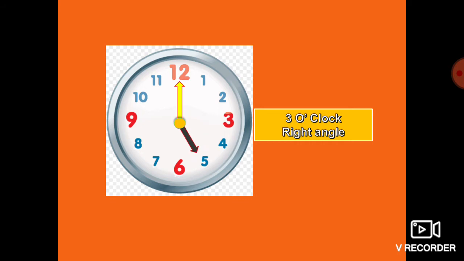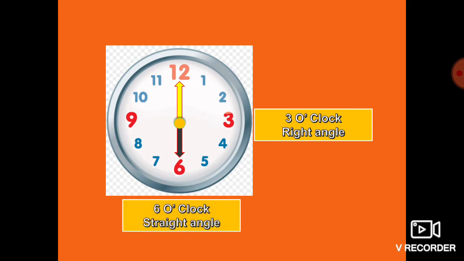Next, what's the time now? 6 o'clock. 6 o'clock, right angle or straight angle? Straight angle. 6 o'clock means it forms a straight angle.